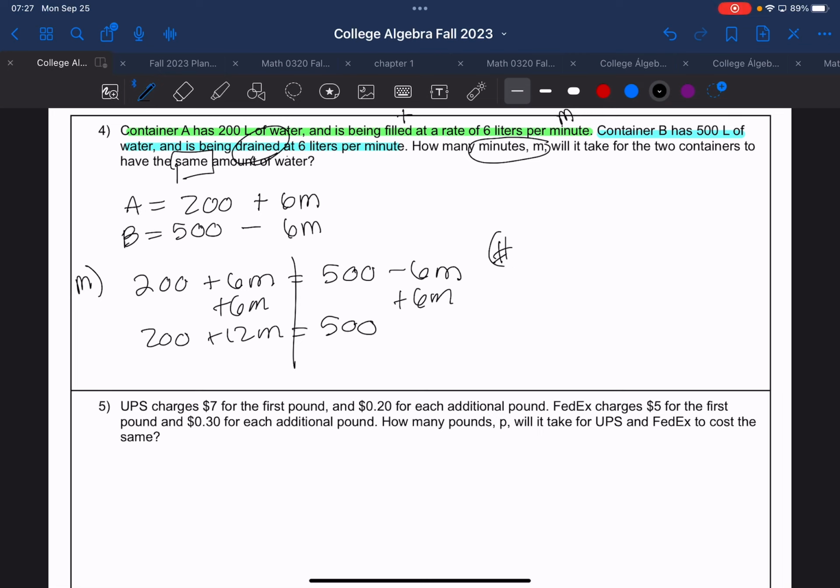Now I'm going to move my numbers over. So subtracting that 200, and I get 12m is equal to 300. Divide by 12, I get m is equal to 25. Okay, and what would my sentence look like? It will take 25 minutes. Good.